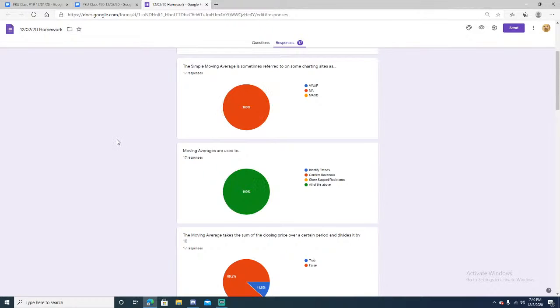Everyone got these next two correct, actually. The simple moving average is sometimes referred to on some charting sites as the moving average. So the simple moving average is also, like on Webull, for instance, just MA. So it's not SMA on some of the charting sites. Some of them do it just MA.